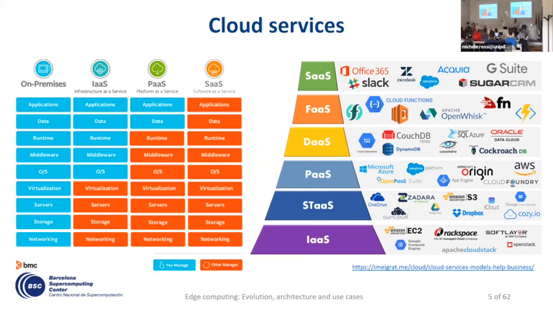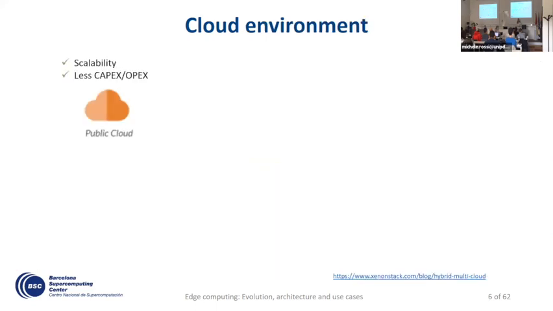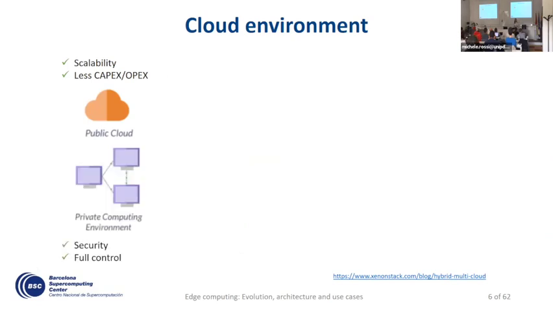So we have all these different cloud services and we also have different cloud environments. For example, we have public cloud, we have Amazon, IBM, etc. You have private cloud, if you have it on your own premises. And of course, there are differences because if it's public cloud, you have the scalability and lower costs. If it's private, you have the security and the full control.